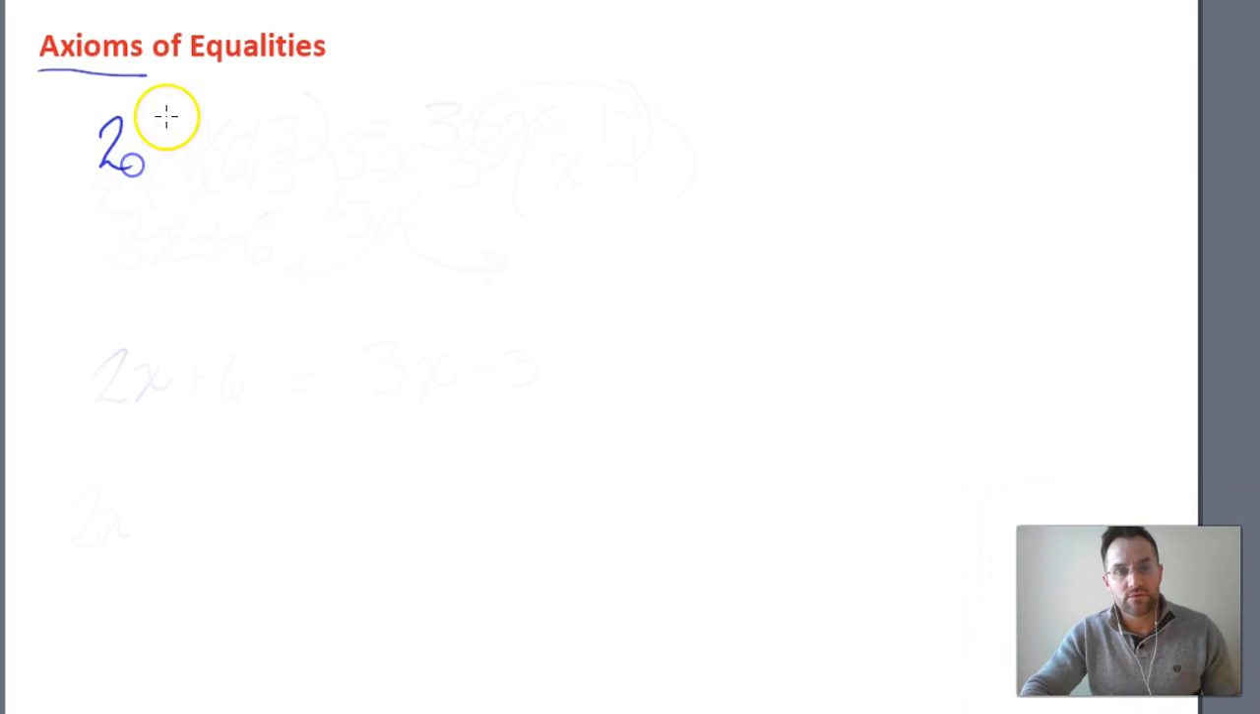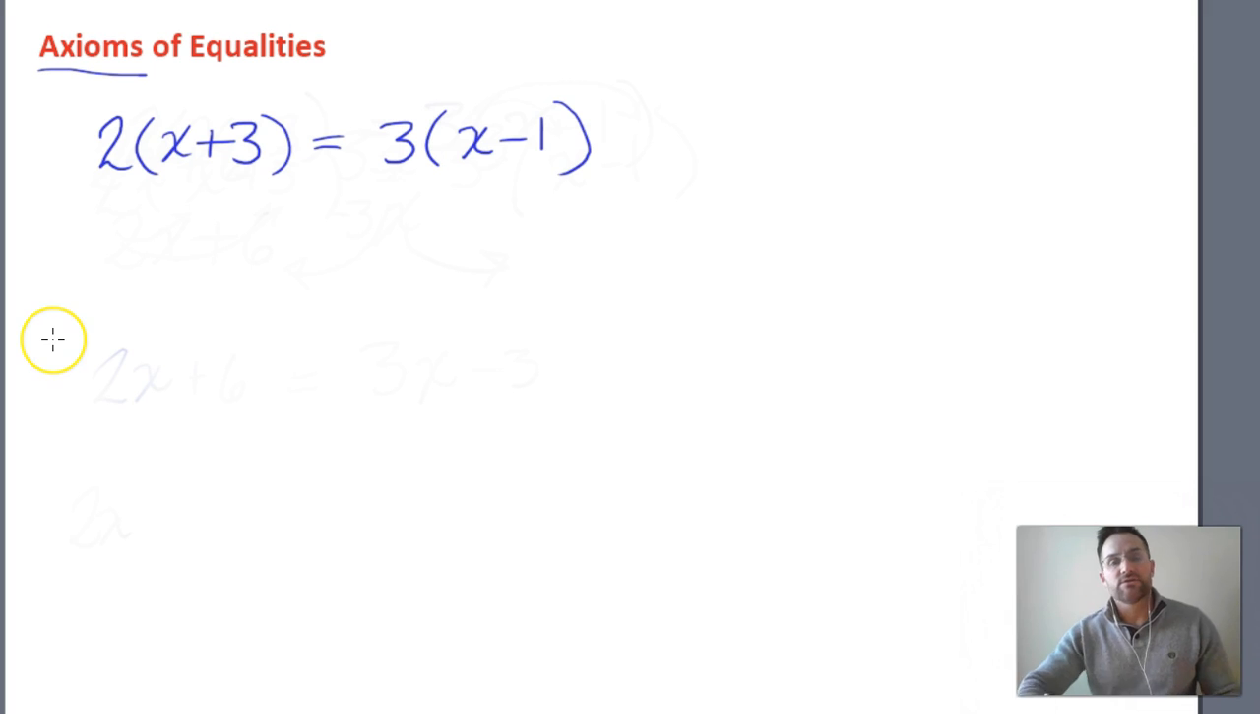So we have 2(x + 3) equal to 3(x - 1). So right away, before we get too caught up in what we're doing, and by the way, axioms of equalities, in the way we're going to look at it, is simply whatever you do to one side, if you do it to the other, if they're equal equations, it should work out just fine, right?